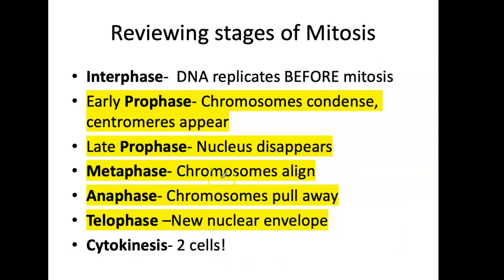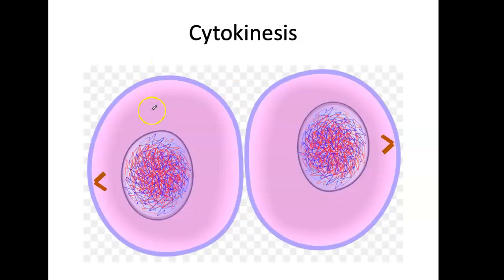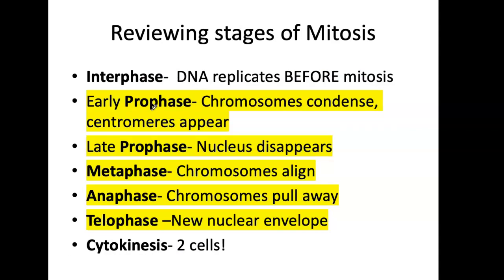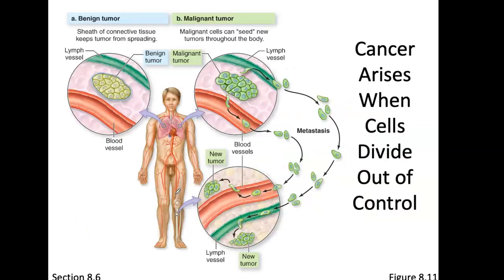So those stages then are prophase, metaphase, anaphase, and telophase. Now before that comes another phase called the interphase, where the DNA is replicating before it actually starts its division. Okay, they'll condense in prophase, but at the early part of prophase. And then in late prophase, the nucleus is gone, chromosomes align, chromosomes pull away, and then we have two cells.